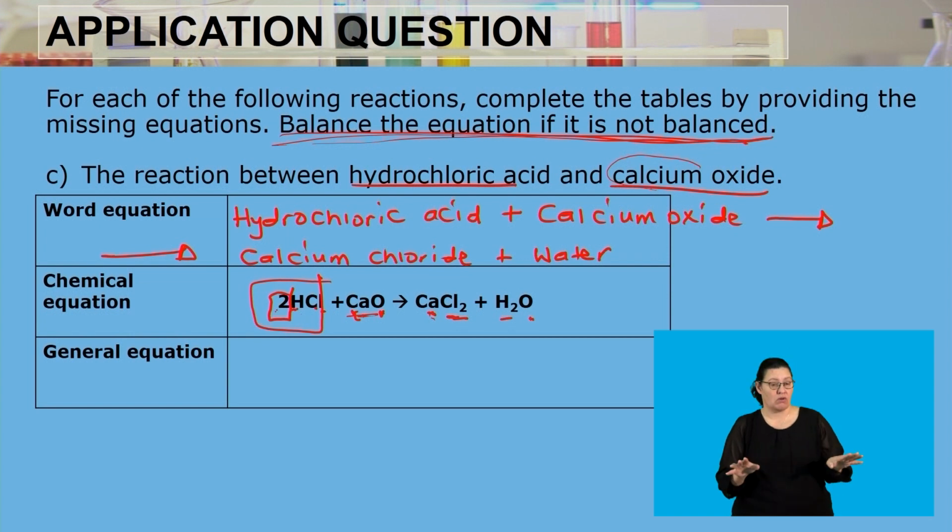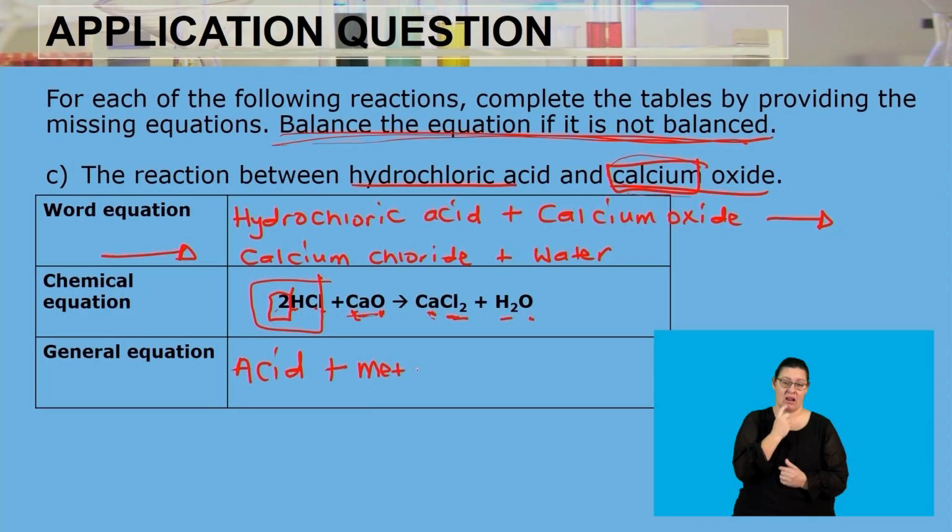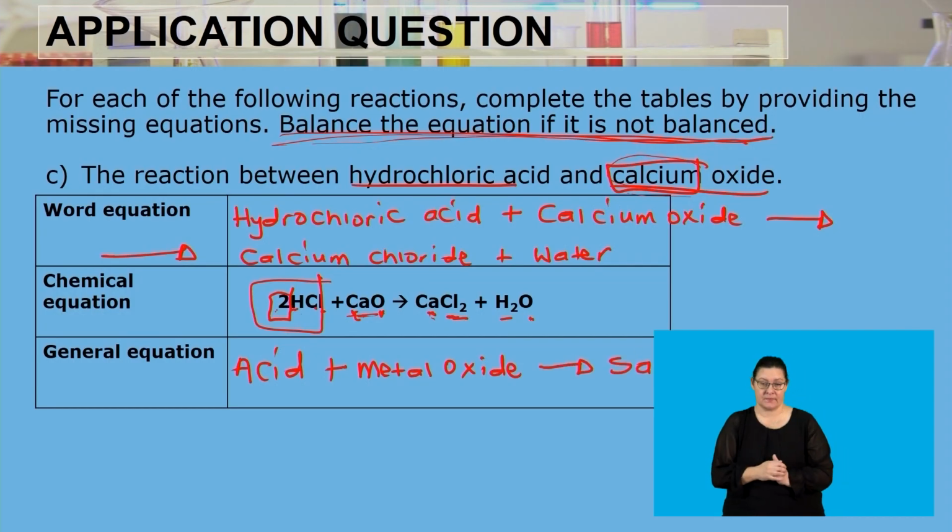So now, our general equation for this particular reaction is as follows. We have an acid plus, remember that we have a calcium oxide. Our calcium is our metal. So we have a metal oxide. Metal, it's our Ca, our oxide is O, and then those two things reacted together to form salt and water.